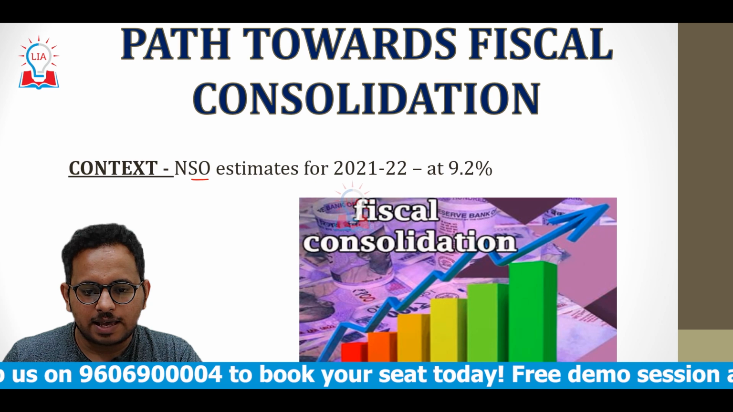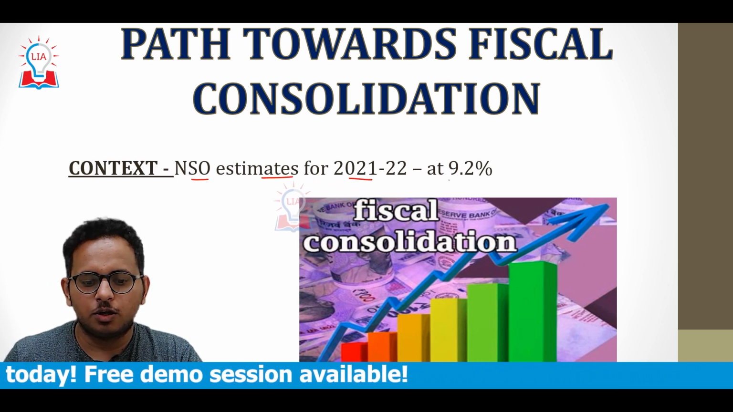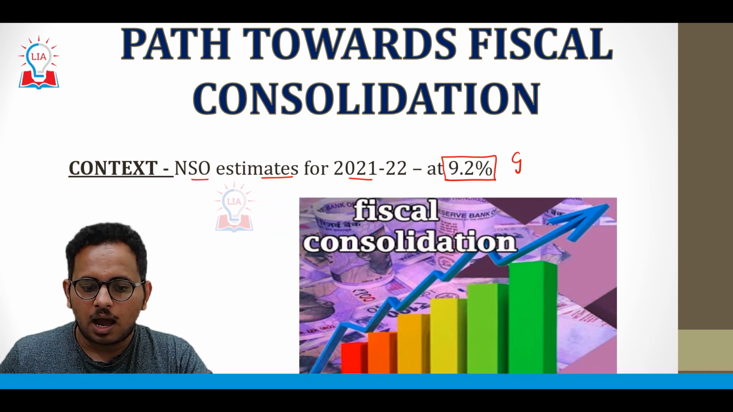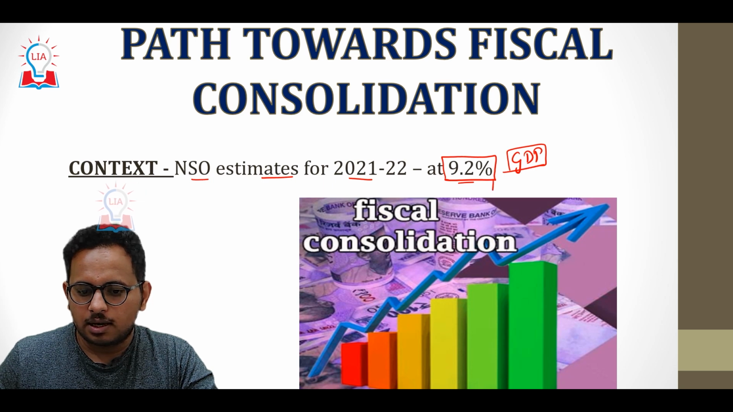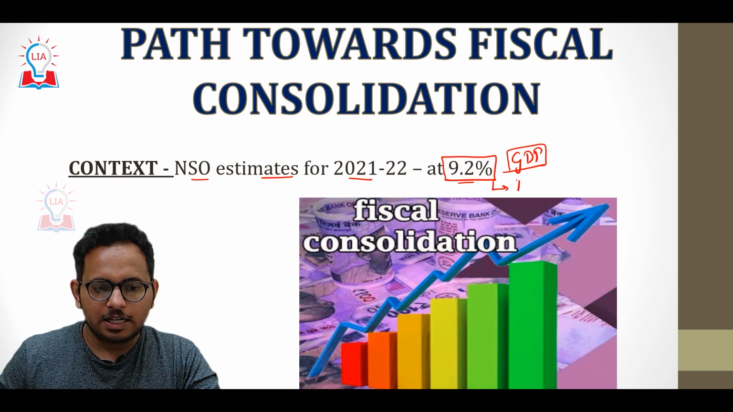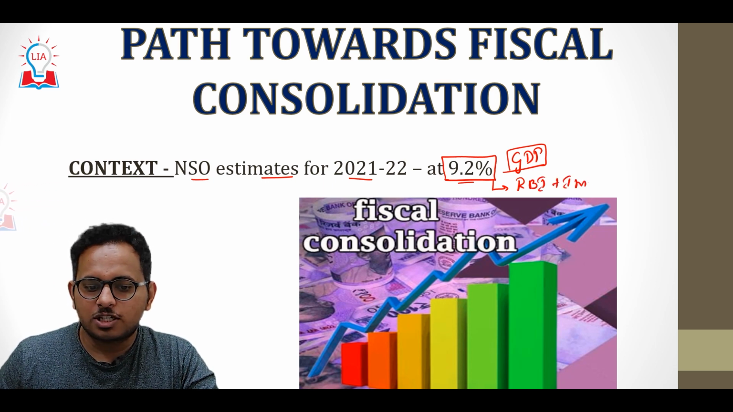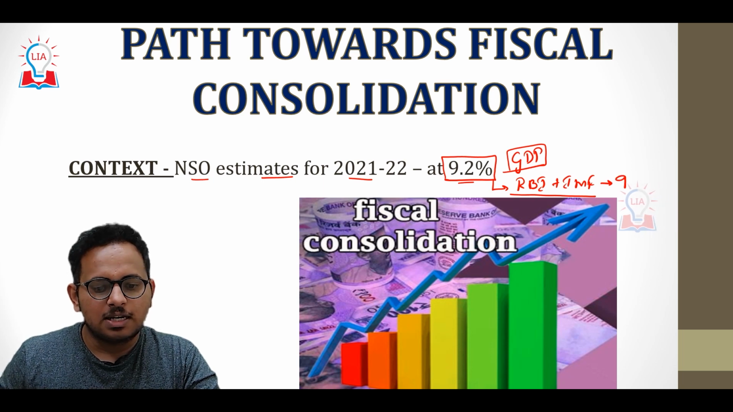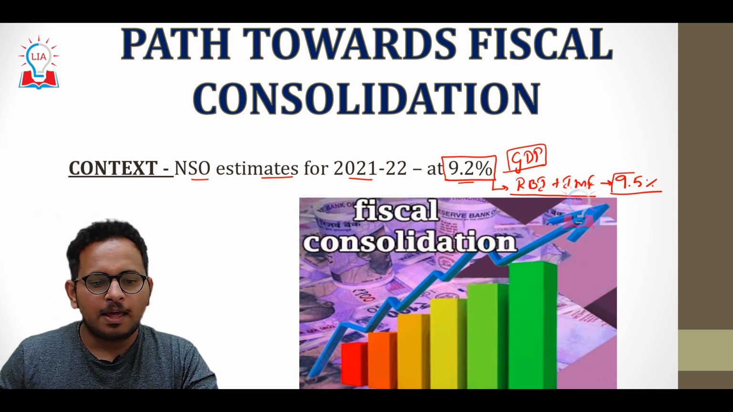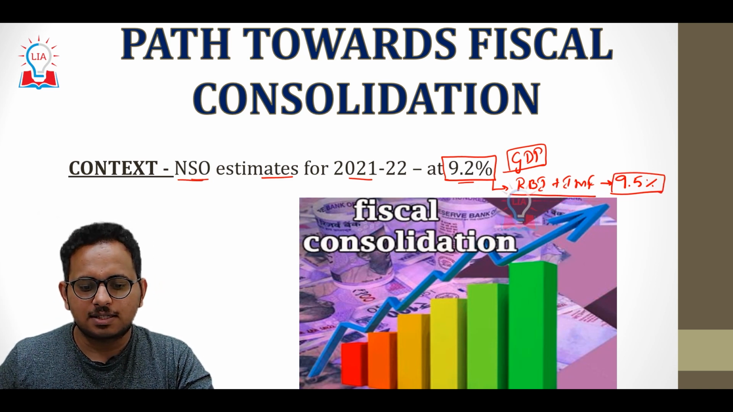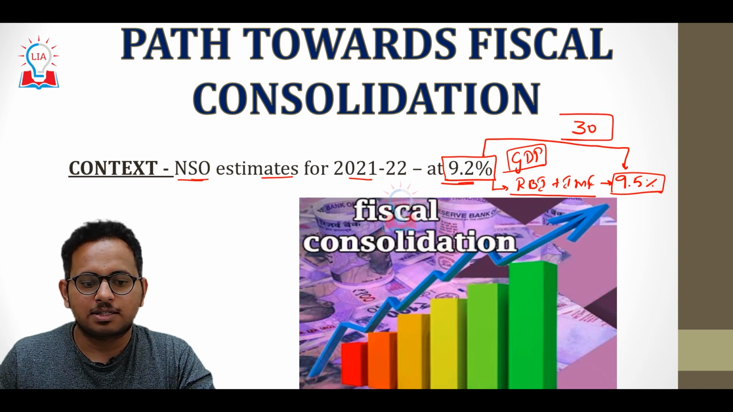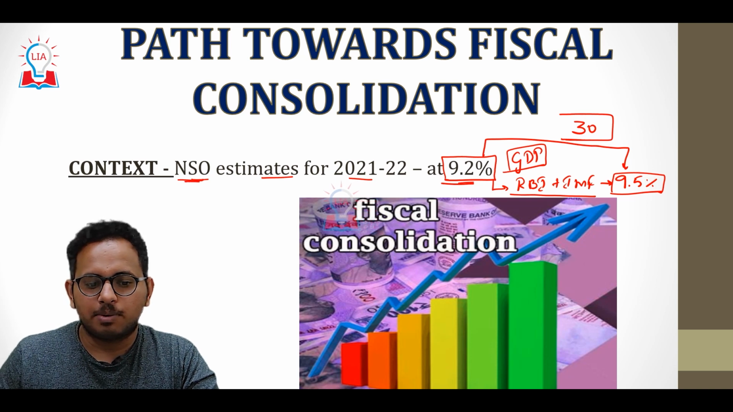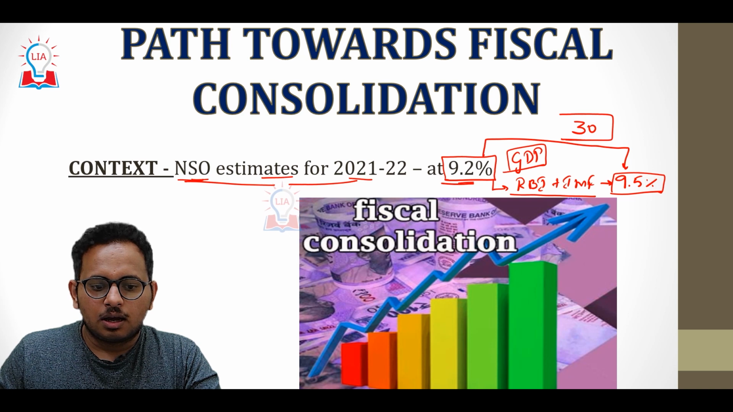The first context is the UNESCO estimates that were out recently, which said that in 2021-22, the GDP growth rate of India is expected to be around 9.2%. I would also like to remind you that a couple of weeks back, there was a report by RBI and IMF which said that the projected growth rate for the year 2021-22 would be 9.5%. But the UNESCO estimates said that the growth rate would be 9.2%, which is almost 30 basis points lesser than the RBI and the IMF estimates. This is the context in which the issue of fiscal consolidation and fiscal stimulus has come.